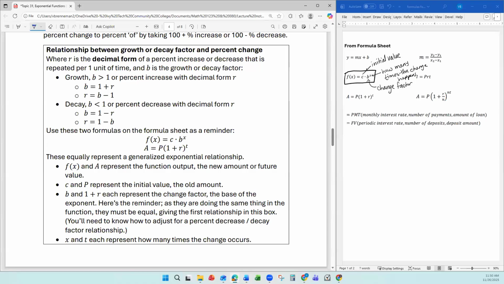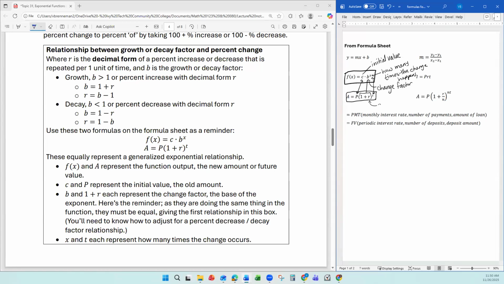So if we look here on the formula sheet, we have this second formula that is also representing an exponential relationship. It uses P instead of C. It uses T instead of X. And instead of B, it has 1 plus R. So that tells you the relationship. B, the change factor, is 1 plus R.